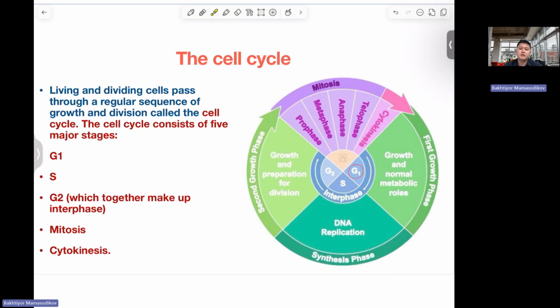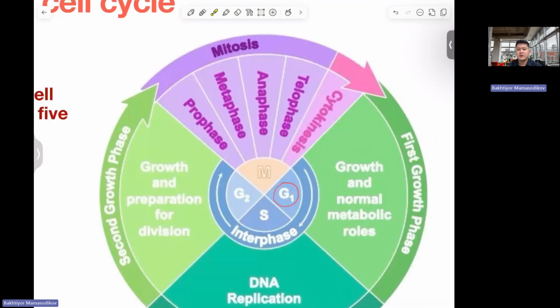First of all, the interphase is, as you can see, the longest phase. 90% of the cell's life is spent in the interphase. So in the G1 phase, the cell grows bigger. In order to divide the cell, we first have to increase its size. So the cell gets bigger and makes proteins and organelles. It does a lot of protein synthesis and organelle production.